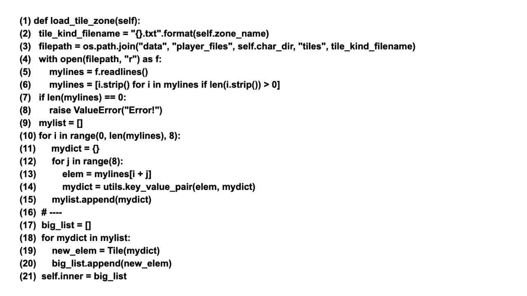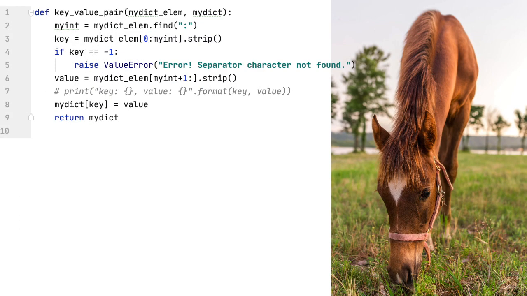I use a little function I wrote and tucked away in utils.py to take a line and separate it out into key and value pairs, put those in a dictionary, and then return the dictionary. That may sound complicated, but it really isn't. You can see that now on the screen.